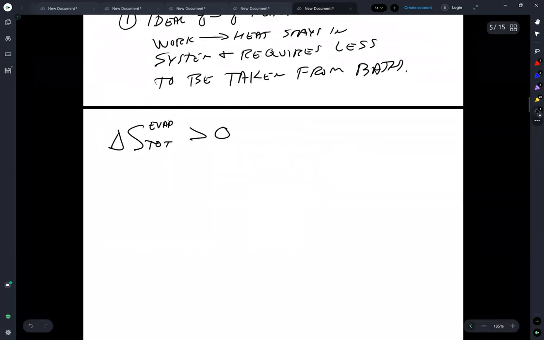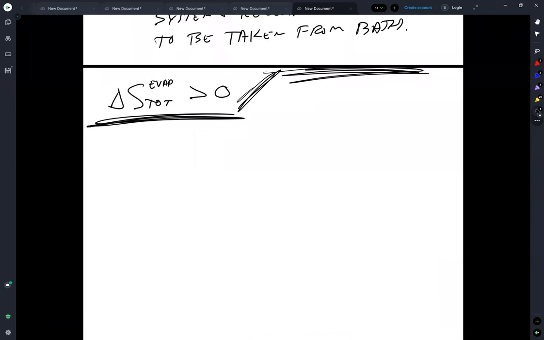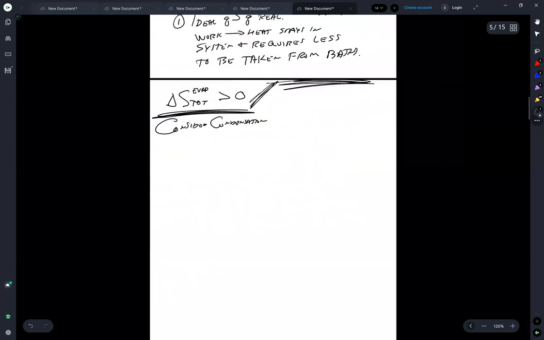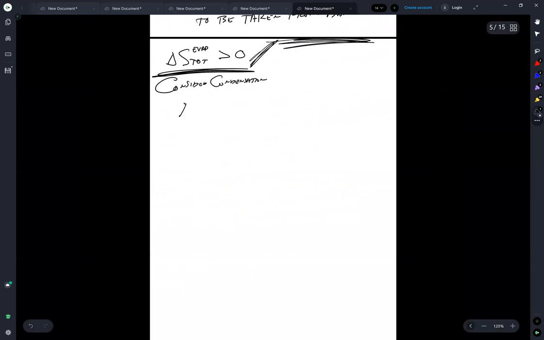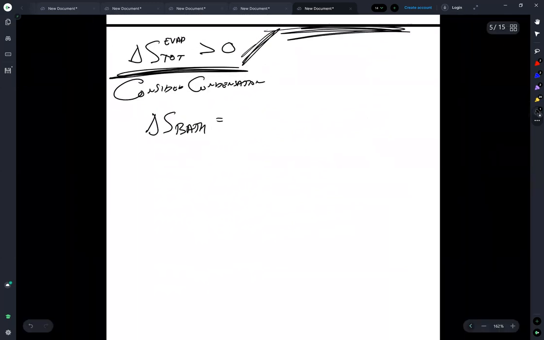Okay. Now let's draw a line here because you hate to waste paper even when it's not real paper. It's just a habit. So now let's move on and consider condensation, the reverse. We're not going to write out all of the details, but let's just jump ahead and talk about the entropy. Delta S of the heat bath in the irreversible situation is going to be plus Q over T.